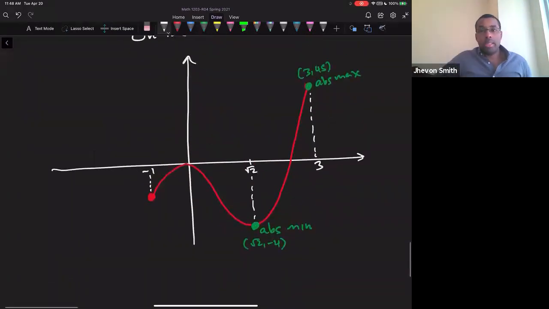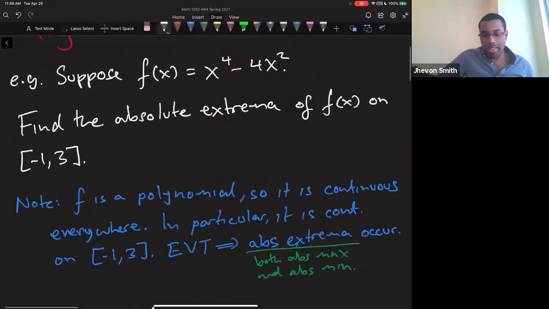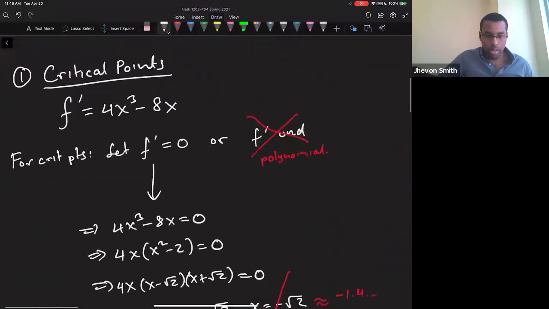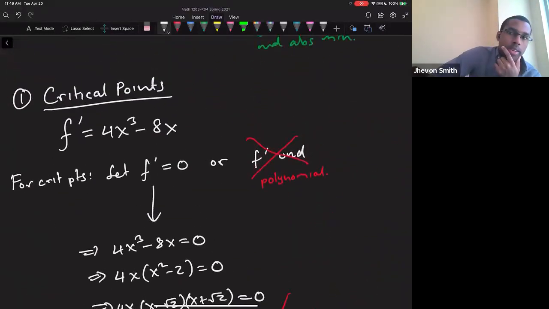All right, so that's that. The problem didn't ask you to sketch it. I just sketched it so that you have some intuition as to what we were actually finding, what we were locating.